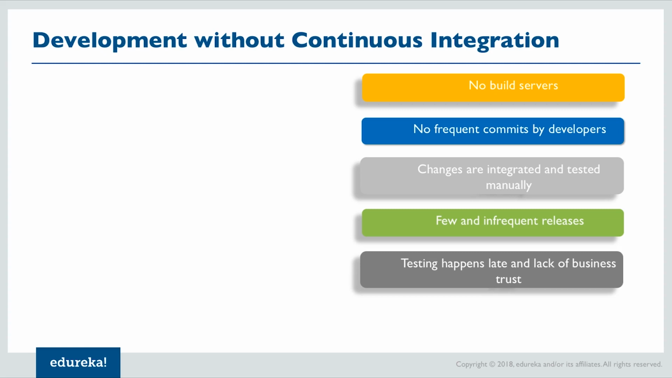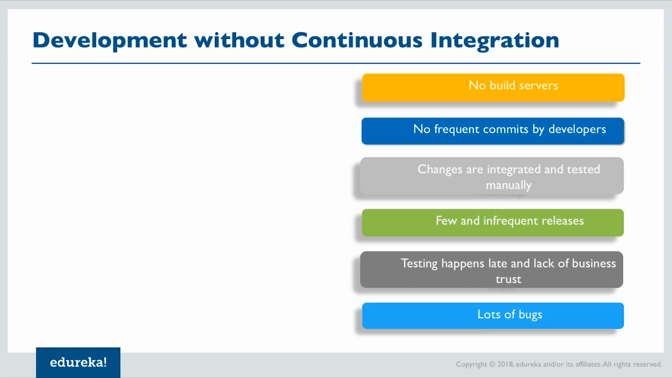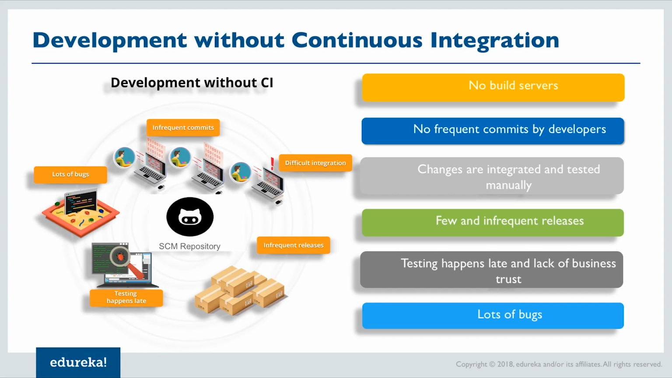Because of which you find the bugs pretty late, it further delays the release process, it further delays the overall testing process, and it generates a lack of business trust among the company, the stakeholders, the customers, and whoever is involved with the project. And of course, it would definitely mean lots of bugs, because if testing is not automated, if testing is not at a frequent interval, and if testing is subject to human errors, then of course bugs will be there, even when you put things into production. So this is how it looks, a pictorial representation. Development without CI. To highlight, you have difficult integration, infrequent releases, and testing happening very late.